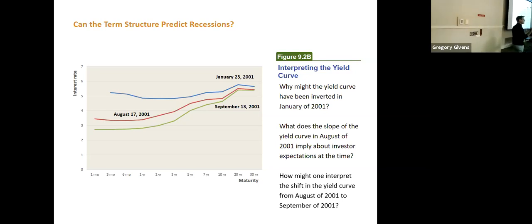So interpreting the slope of the yield curve is an important skill. And what I want you to be able to do is view the yield curve through the lens of the liquidity premium theory. So just to make this clear, since we have a little bit of time left, let me do another quick example.